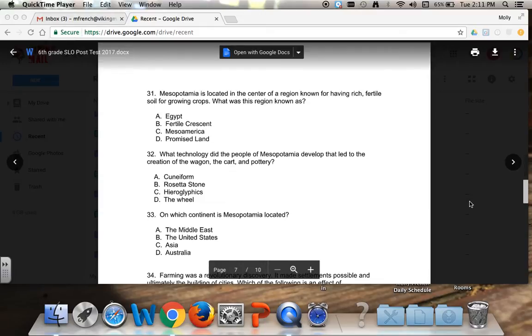Number 33. On which continent is Mesopotamia located? A. The Middle East. B. The United States. C. Asia. Or D. Australia.